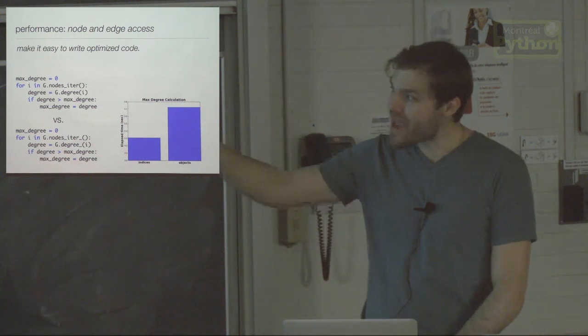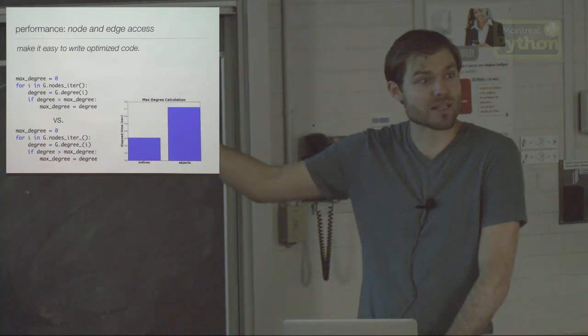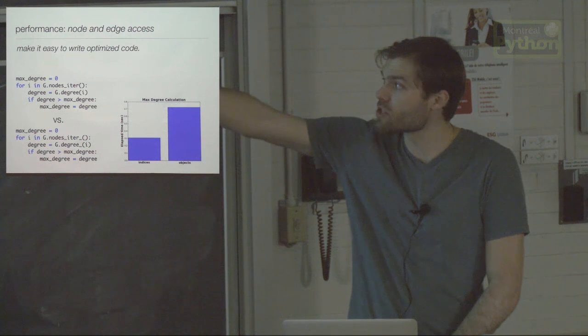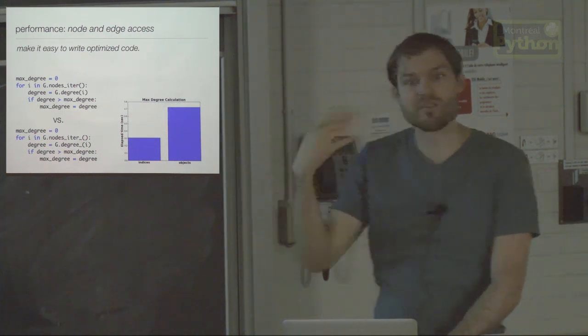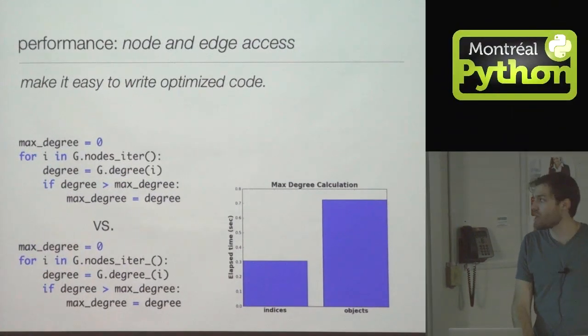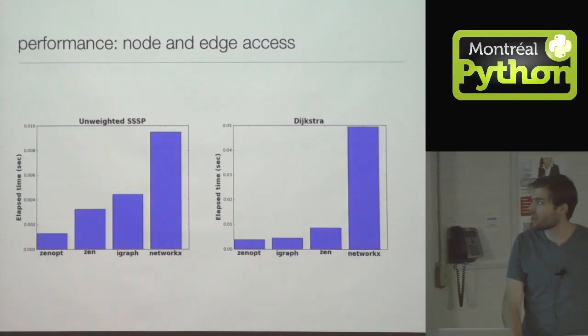And for many, many things that you want to do in Zen, this is precisely how it works, because all you're doing is moving from the object world into the index world. And for a lot of algorithms that you want to write, that'll be all you need. And for a lot of analysis you want to write, that'll be all you need.